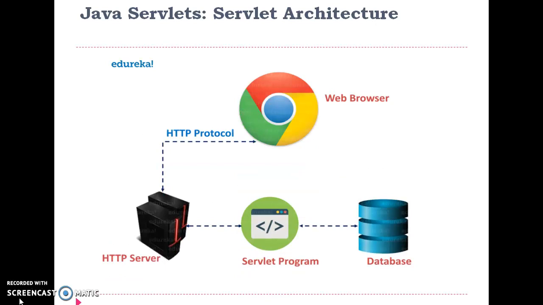The architecture here discusses the communication interface, protocol used, requirements of client and server, the programming languages and the software involved. Basically, it performs some tasks. That is, it reads the explicit data sent by the clients. This data can include an HTML form on a web page, an applet, or a custom HTTP client program. It also reads implicit HTTP request data sent by the client. This can include cookies, media types, and compression schemes the browser understands, and so forth.